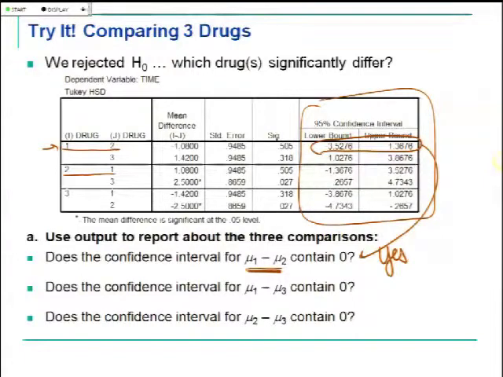How about the first drug and the third drug? That's the next one right in our list. Goes from a negative 1 to a plus 3. And that, of course, has 0 in it, too.